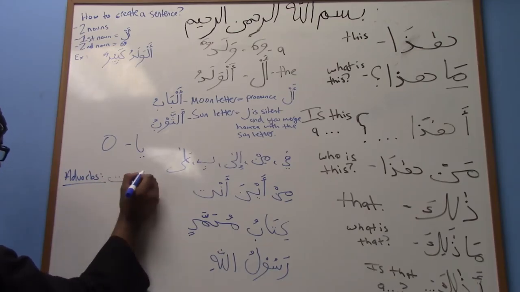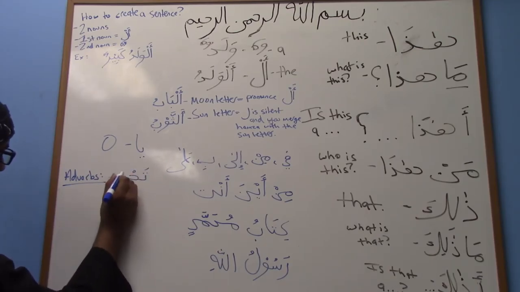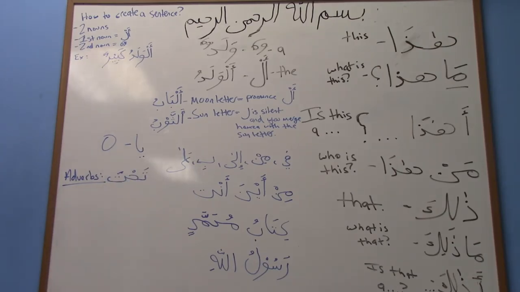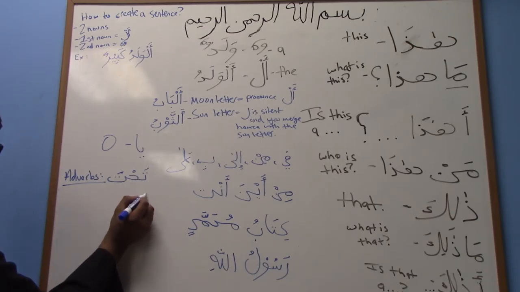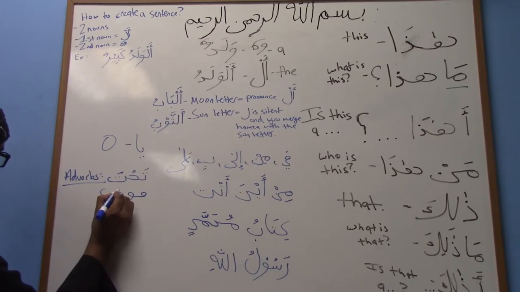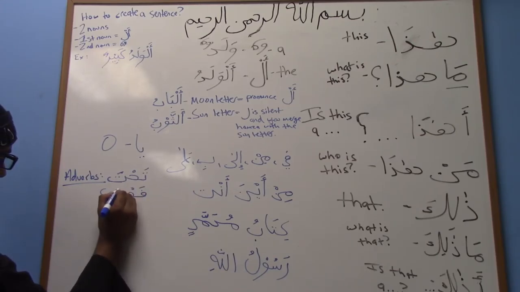Tahta. Tahta means what? Below, underneath. Good. Then we have fawqa, above. Good. Tahta meaning below, fawqa meaning above.